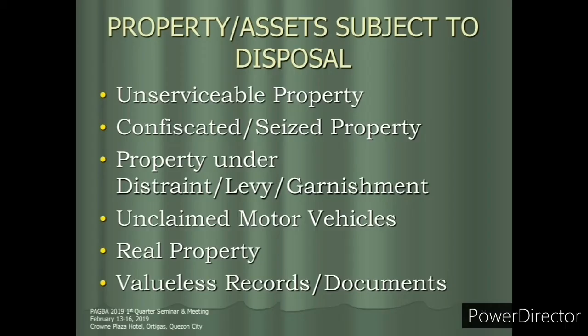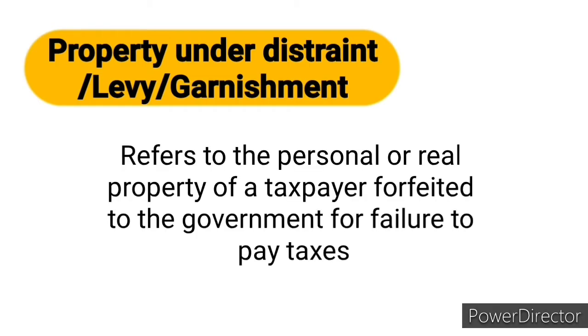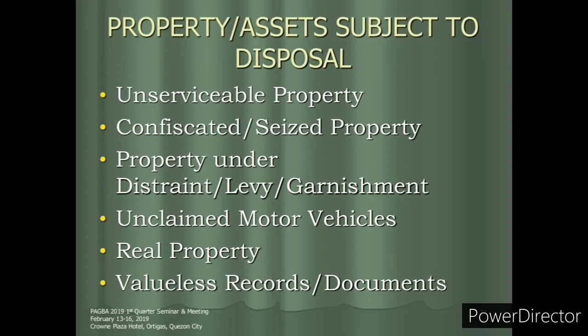The first one is the unserviceable property, or a property that is beyond repair and has no more utilization potential. Number two is the confiscated or seized property. It is a property that is permanently under deprivation by order of a court or administrative procedures. The third one is the property under distraint, levy, garnishment. It refers to the personal or real property of a taxpayer forfeited to the government for failure to pay taxes. The fourth one that is subject to disposal are the unclaimed motor vehicles.